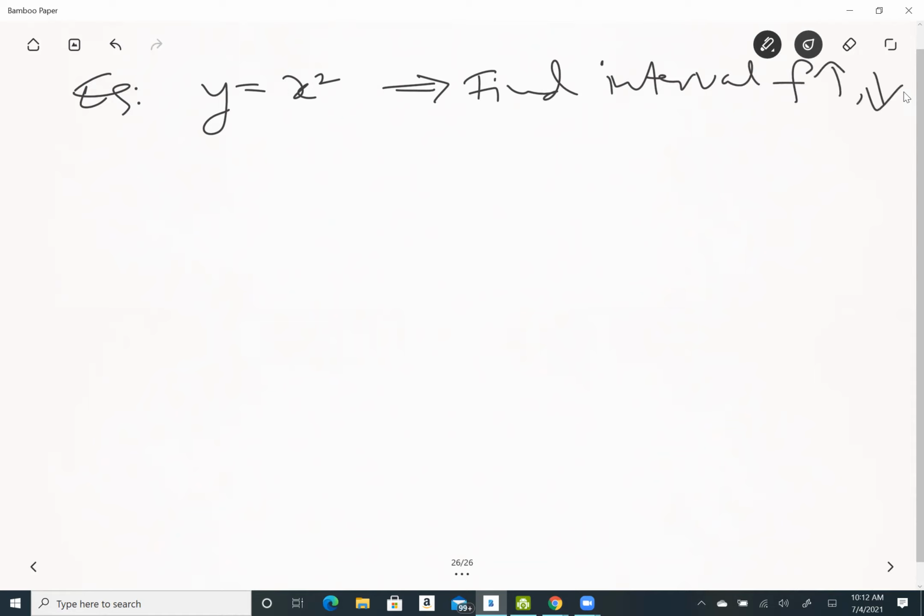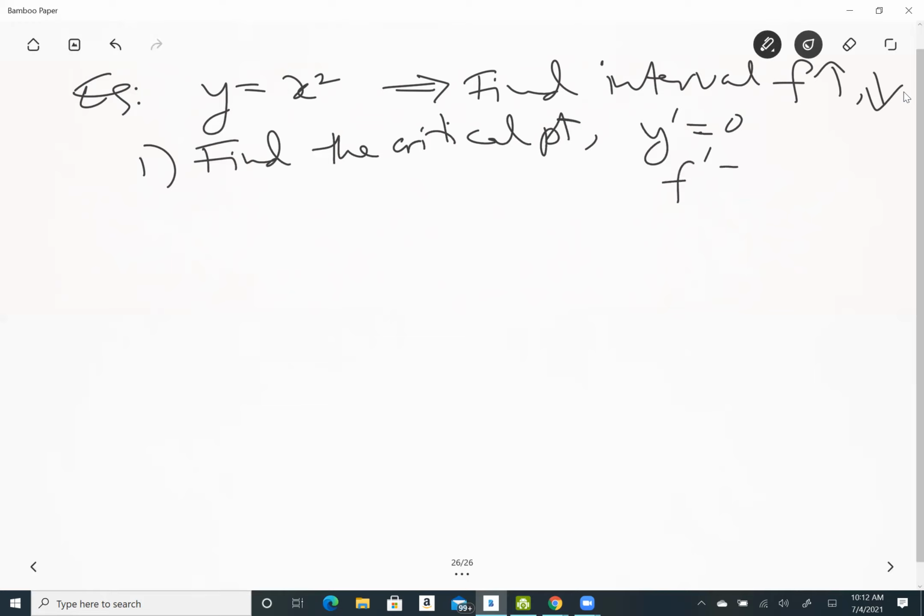So what do we do? The first thing we need to do is find the critical point, because that critical point will separate the intervals, where y prime is equal to 0, or you can use f prime equal to 0. Either way you can do it. Now, what is y prime? y prime equal to f prime of x equals 2x.